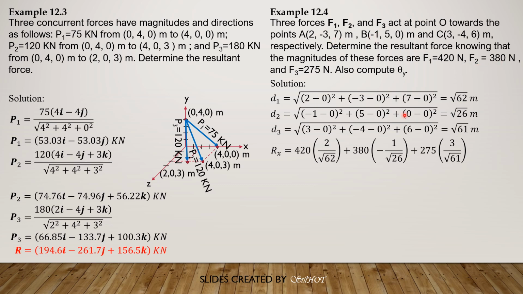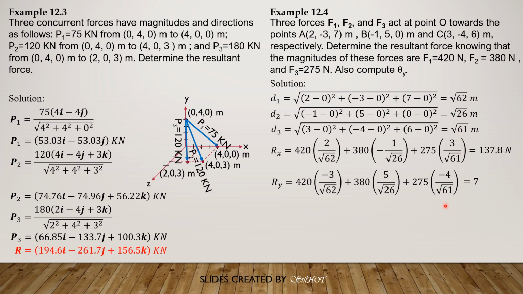X component of distance negative 1 divided by distance of 2 square root of 26. Then plus F3, 275 times x component of distance 3 divided by distance 3 square root of 61. So Rx is 137.8 newtons. Ry is equal to 420 times negative 3 over square root of 62 plus 380 times 5 over square root of 26 plus 275 times negative 4 over square root of 61. So Ry is 71.76. So this is another technique of computing the resultant.